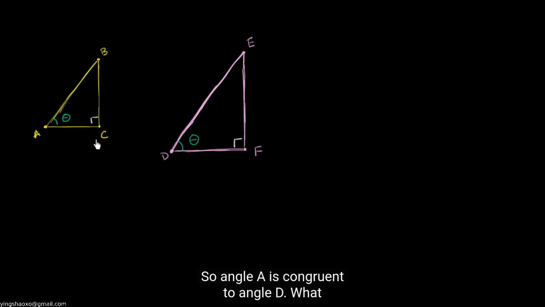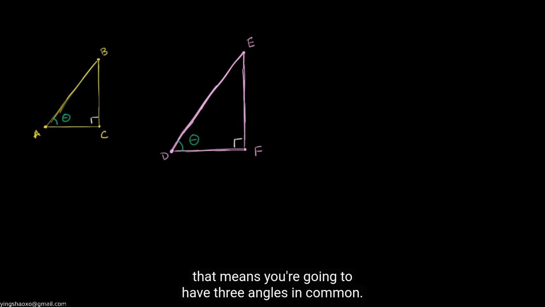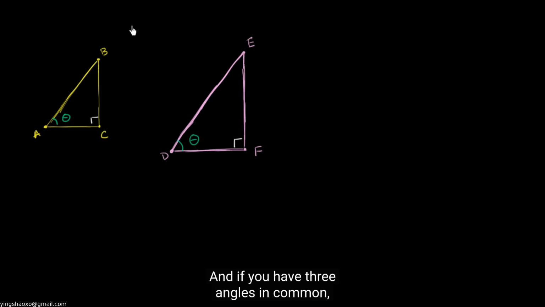So angle A is congruent to angle D. What do we now know about these two triangles? Well, for any triangle, if you know two of the angles, you're going to know the third angle because the sum of the angles of a triangle add up to 180 degrees. So if you have two angles in common, that means you're going to have three angles in common. And if you have three angles in common, you are dealing with similar triangles.